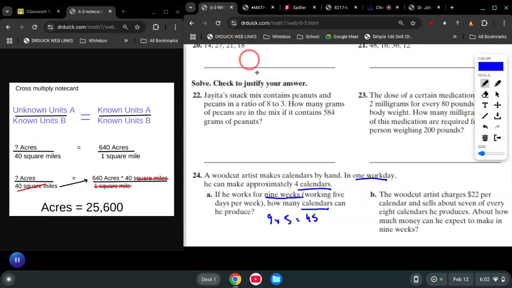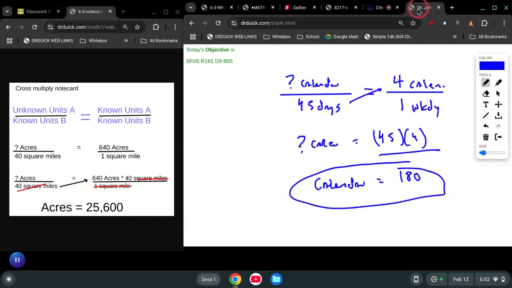And then the question goes on from there. It says, the woodcut artist charges $22 per calendar and sells about 7 out of every 8 calendars. Now it's getting confusing. How much money can he expect to make, right? Well, first of all, let's see how many he sells. He sells 7 out of every 8, okay? That's a proportion. So let's go back up here, right?